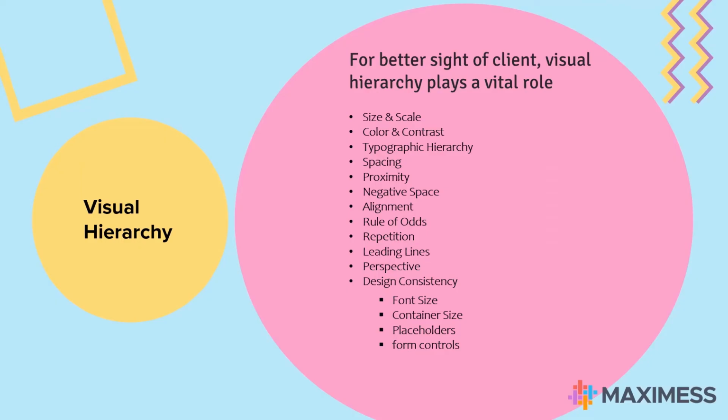Next is visual hierarchy. Visual hierarchy is the principle of arranging elements to show their order of importance. Following are some of the important points that must be included in the visual hierarchy process. There are size and scale, color and contrast, typographic hierarchy, spacing, proximity, negative space, alignment, rules of odds, repetition, leading lines, rule of thirds, perspective, and the last one is design consistency.